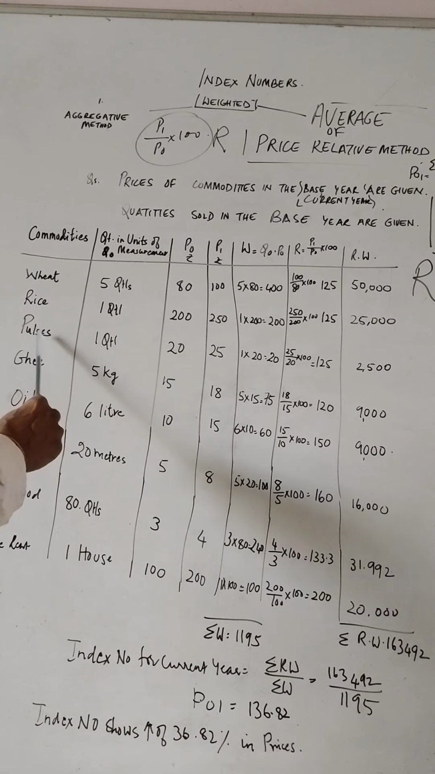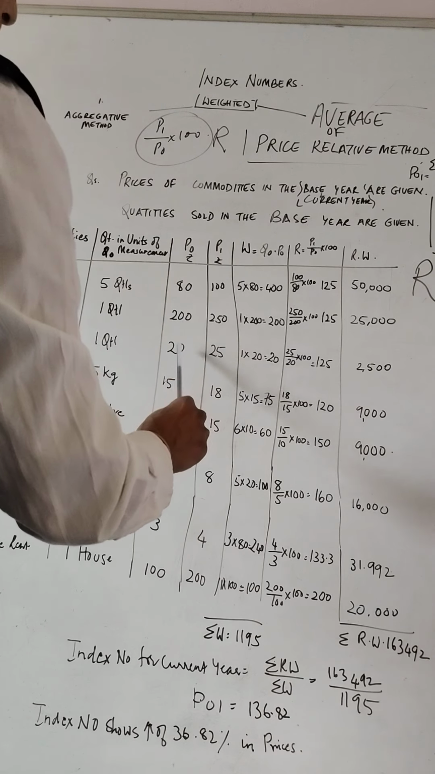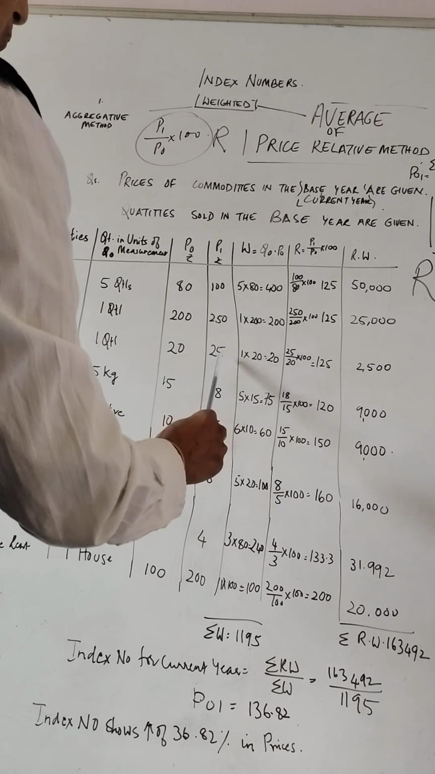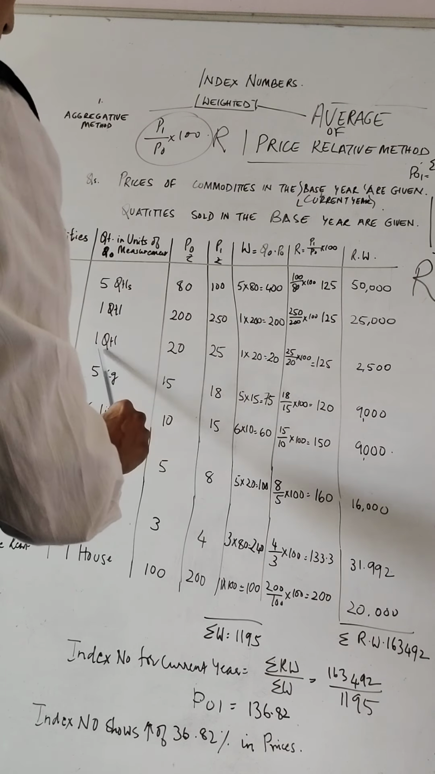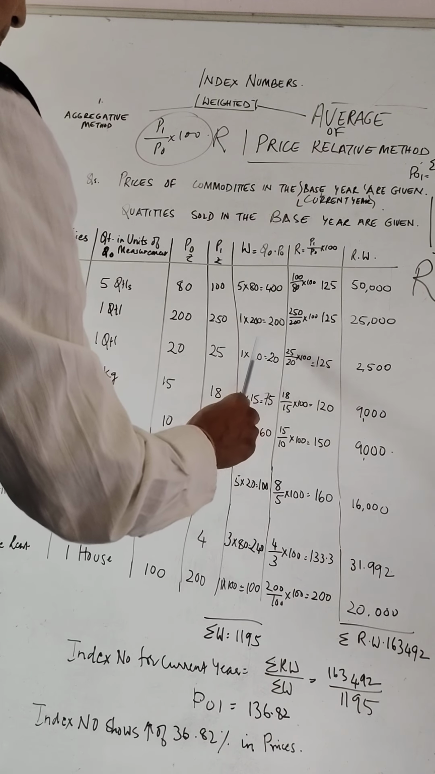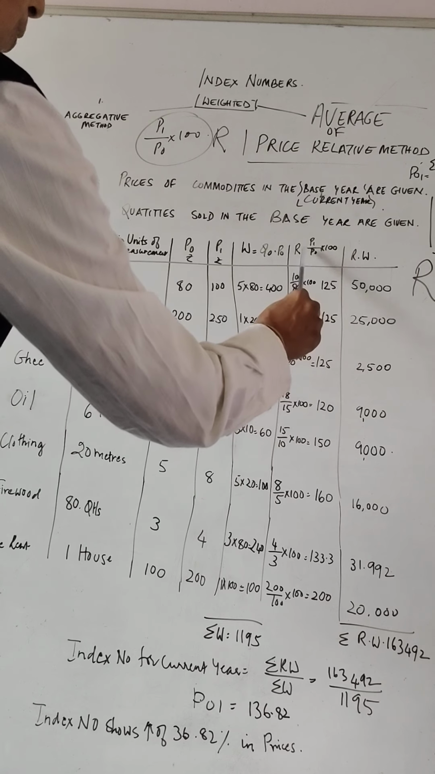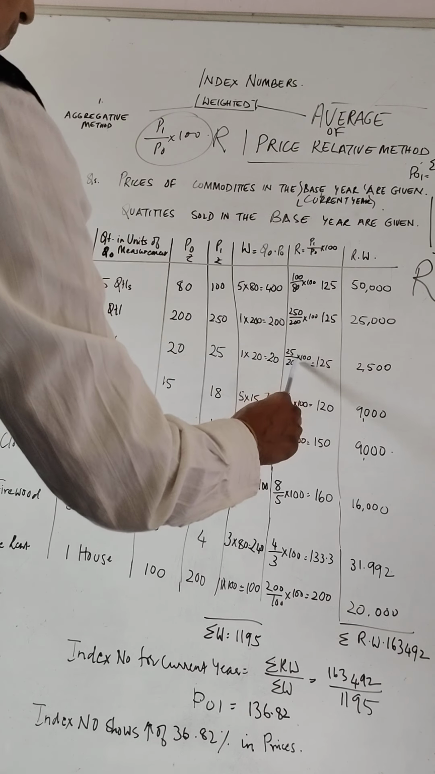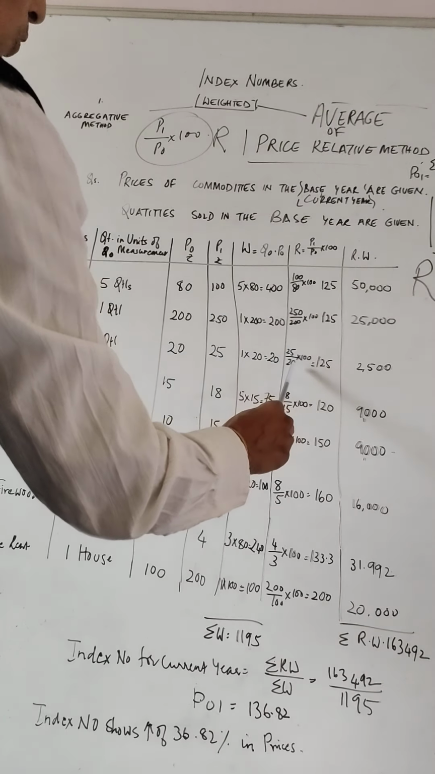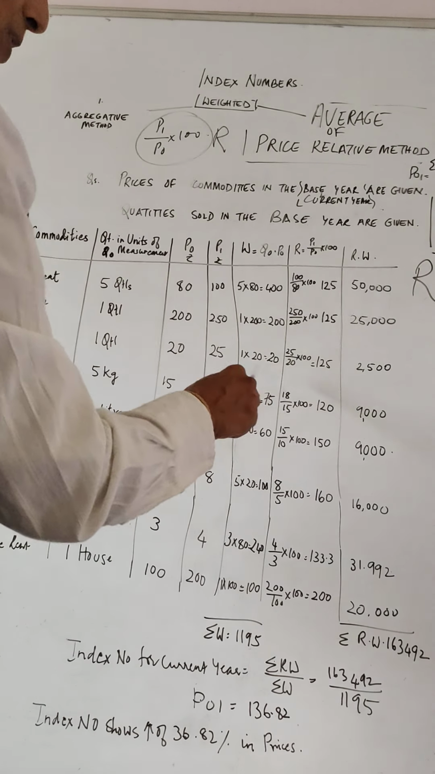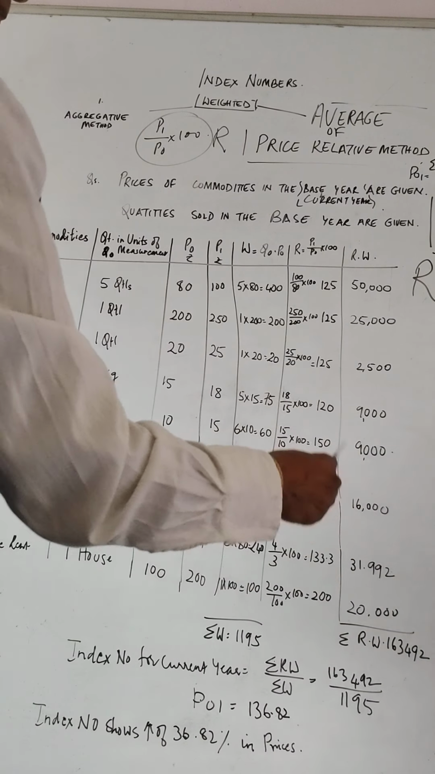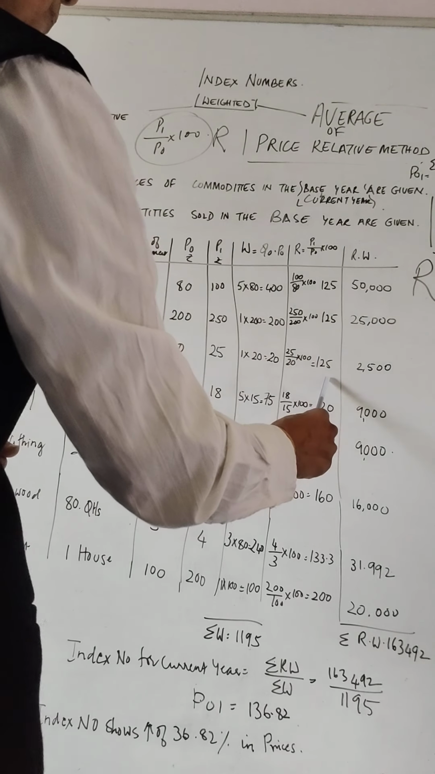So we go to the next. Pulses, 1 quintal. Base year price 20. Current year price 25. Weights, 1 quintal into 20 is 20. Okay. So then we work out the price relative. Price relative is 25 upon 20 into 100. So we're just assuming these prices just to make it simpler, it is equal to 125.